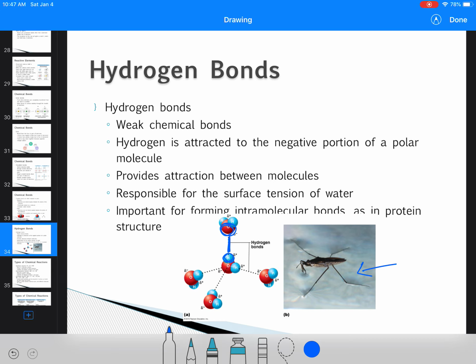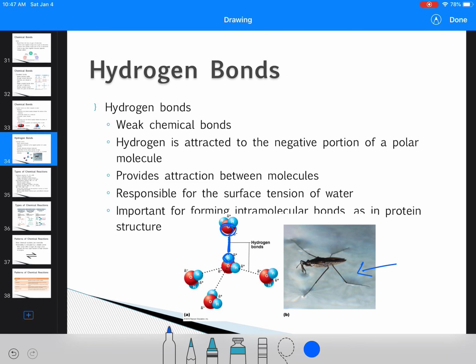Now, we obviously wouldn't be able to because we're so heavy that we would break through those hydrogen bonds and actually fall down into the water. Okay, but lighter objects like leaves and bugs can stay on top of the water due to that surface tension that, again, is formed by those hydrogen bonds.